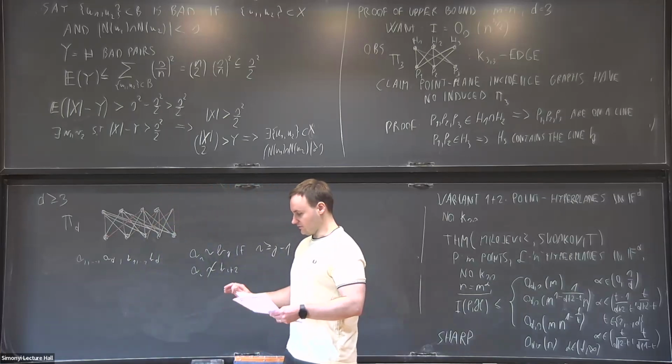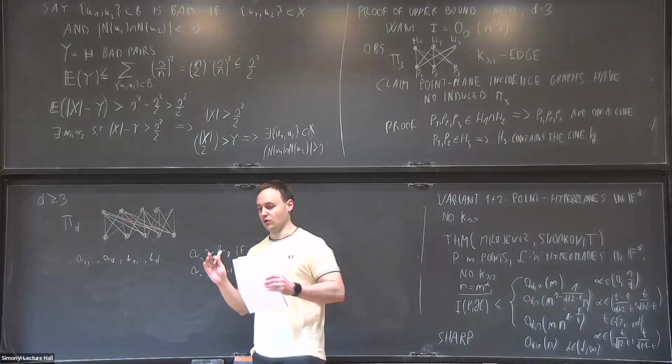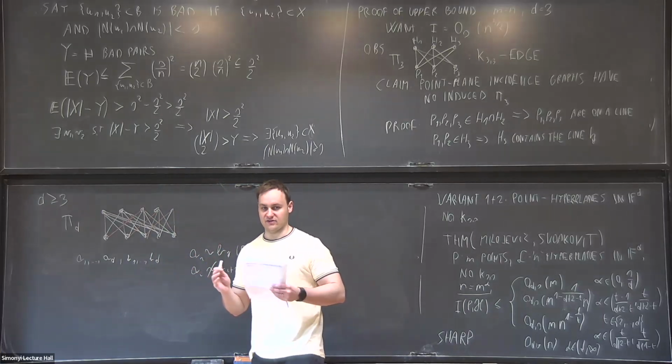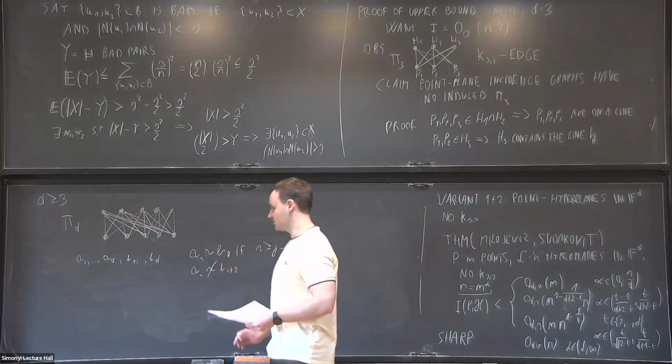So maybe a nice way to visualize this, if you look at the adjacency matrix, is that this is almost like an upper triangular thing with the corners cut off. So it's not quite that, but it's very similar.